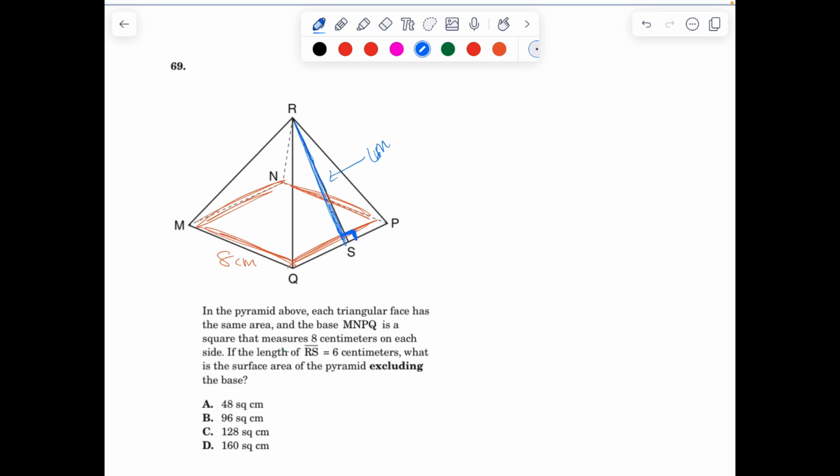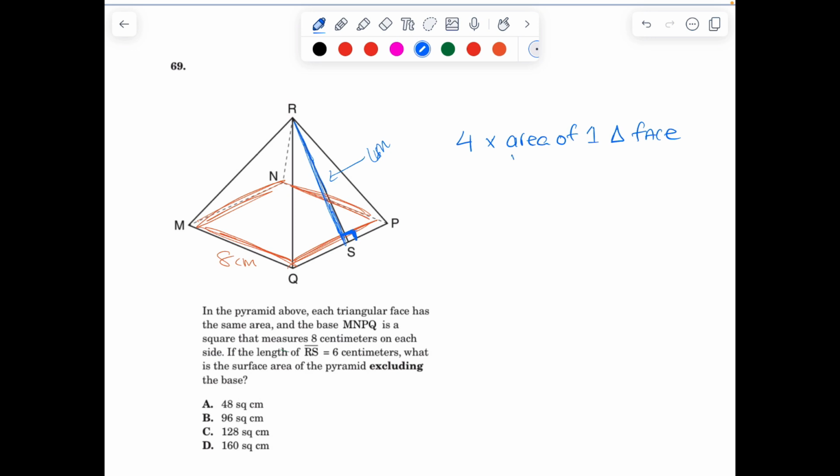So we know that surface area means that I am adding up the areas of all of the faces of a prism, but they want me to exclude the base. So that means that I'm going to add up the areas of the 4 triangular faces that are on this pyramid. But because they're all equal, I know that what I'm really doing is 4 times the area of 1 triangular face. So as long as I find the area of 1 triangular face, I can just multiply that by 4, and that will give me the surface area.